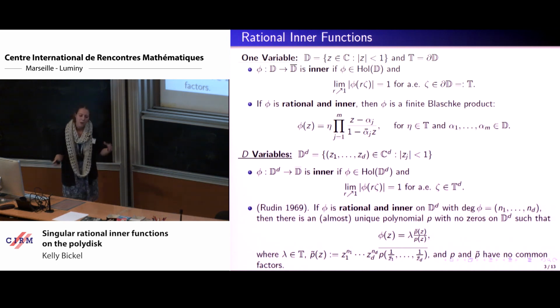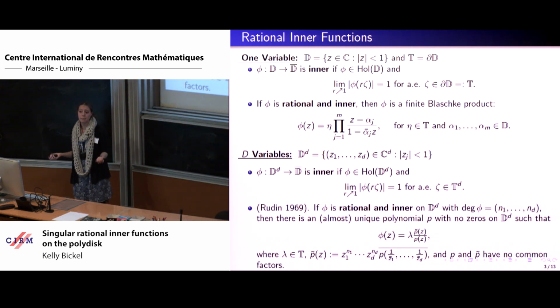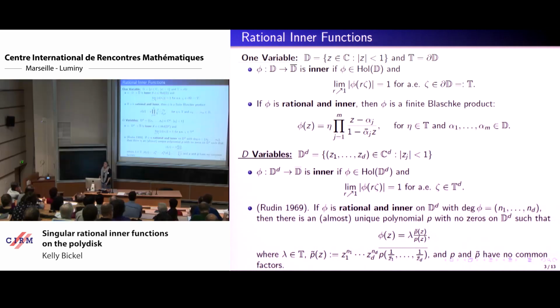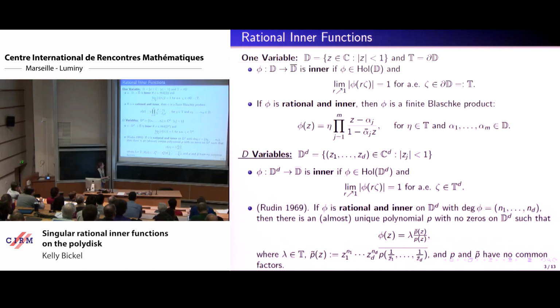Now, if we care only about the inner functions that are also rational, they aren't going to look just like finite Blaschke products because, of course, if we have multivariable polynomials, we can't factor them into linear terms. But we still get a nice symmetry between the numerator and denominator. What Rudin showed back in the 60s is that once we specify the degree of our rational inner function, so we say what its largest power is in z1 through zd, then it's basically uniquely determined by its denominator. So a rational inner function comes equipped with a denominator called a semi-stable polynomial that doesn't vanish on the polydisk.